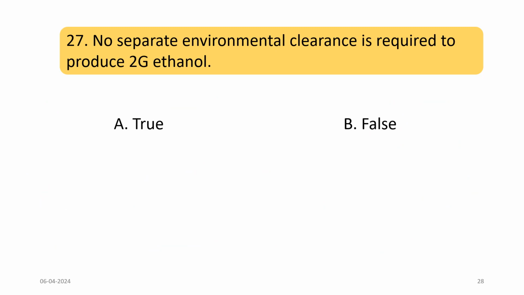Next, no separate environmental clearance is required to produce 2G ethanol. Is it true or false? No separate environmental clearance is required to produce 2G ethanol. And it is true.